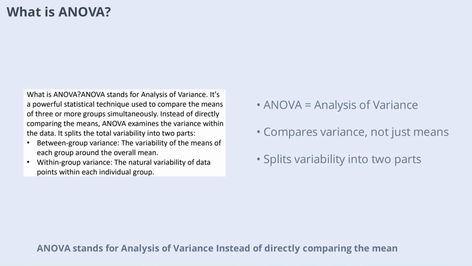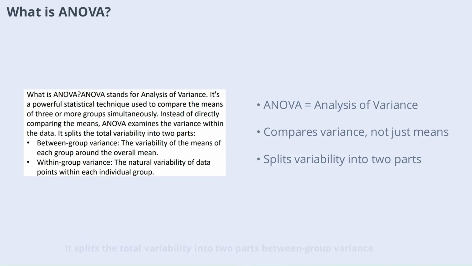ANOVA stands for analysis of variance. Instead of directly comparing the means, ANOVA examines the variance within the data. It splits the total variability in 2 parts: between group variance, which measures how much the group means differ from the overall mean, and within group variance, which captures the natural variability within each group. This approach helps you determine if the observed differences are real or just due to random chance.